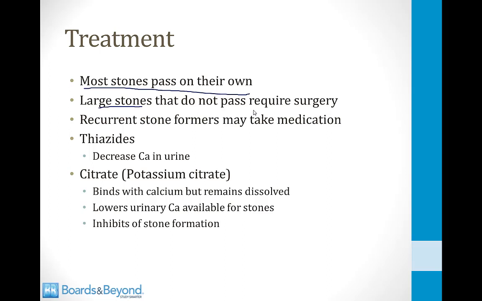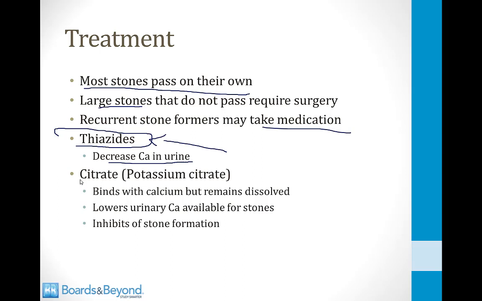And if patients have recurrent stones, they can take medications to make it less likely that they'll have a kidney stone. There are two options for medical therapy. The first are the thiazide diuretics. These cause patients to resorb calcium, so there'll be less calcium in the urine. And as you know, one of the side effects of thiazide diuretics is hypercalcemia, and that's because it pulls calcium out of the urine. But that's helpful for patients who are kidney stone formers.